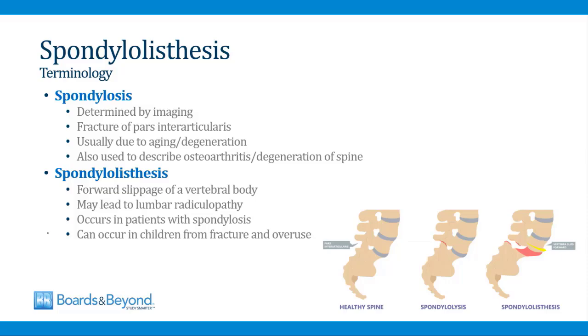So a herniated disc is the most common cause of an acute lumbosacral radiculopathy, but there are other potential causes, and so let's go through those now. And the first one we'll talk about is called spondylolisthesis. And so in order to understand this, we first need to go through some terminology.